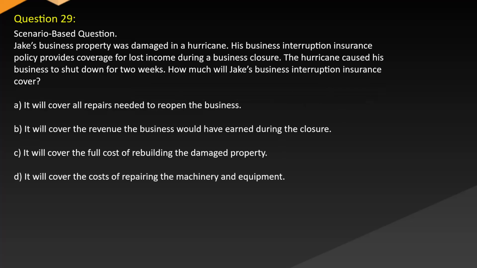Question 29. Scenario-based question. Jake's business property was damaged in a hurricane. His business interruption insurance policy provides coverage for lost income during a business closure. A hurricane caused his business to shut down for 2 weeks. How much will Jake's business interruption insurance cover? A. It will cover all repairs needed to reopen the business. B. It will cover the revenue the business would have earned during the closure. C. It will cover the full cost of rebuilding the damaged property. D. It will cover the costs of repairing the machinery and equipment.